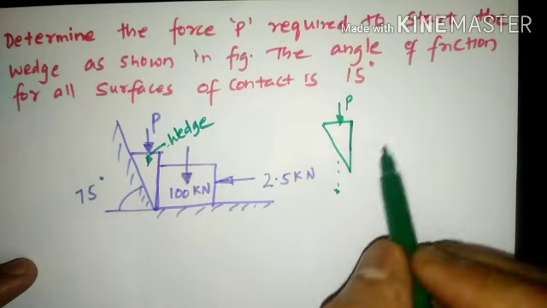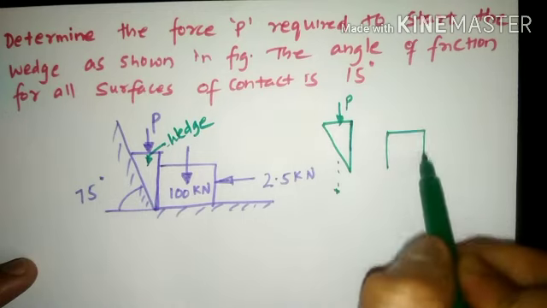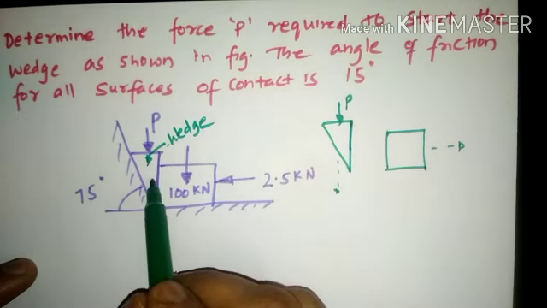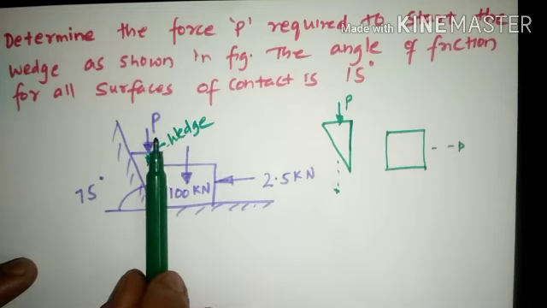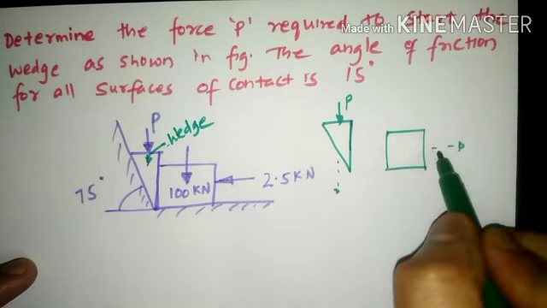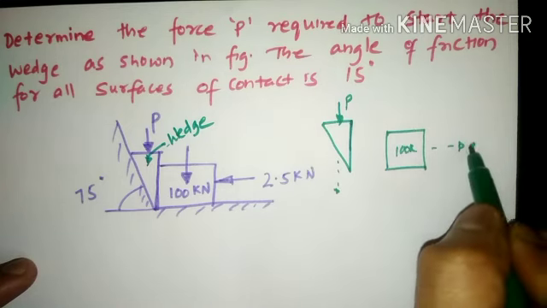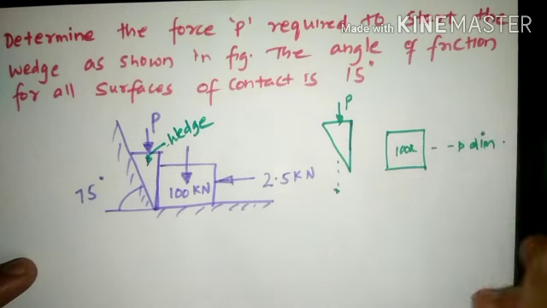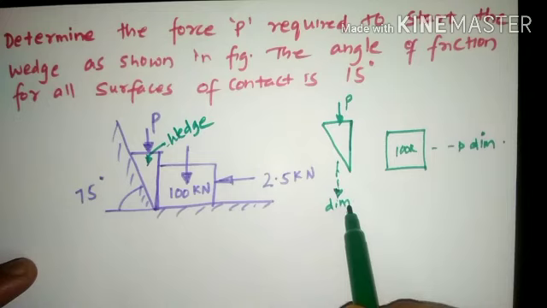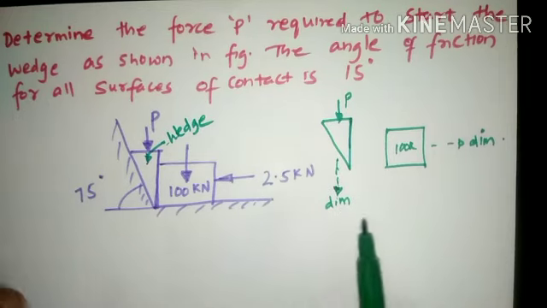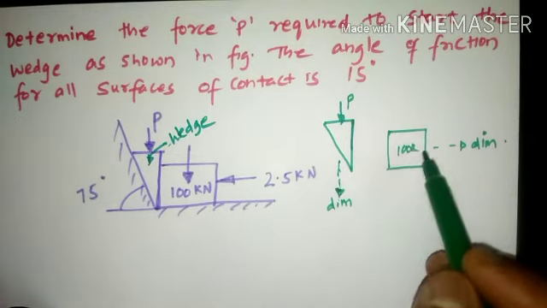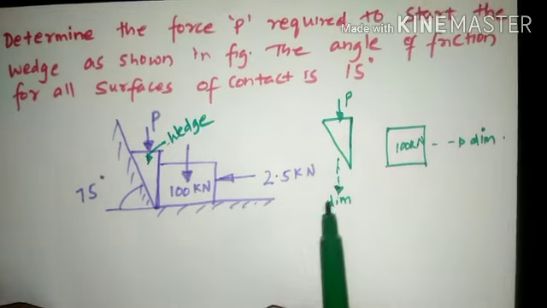As the wedge moves downward, the position of the 100 kilonewton block will shift towards the right hand side. As this proceeds in the downward direction, this particular block will gradually move towards the right hand side. So the direction of impending motion of the 100 kilonewton block will be towards the right hand side, whereas the direction of impending motion of the wedge will be in the downward direction. So considering this particular case wherein the movement of the wedge is in the downward direction and the 100 kilonewton block will move towards the right hand side.